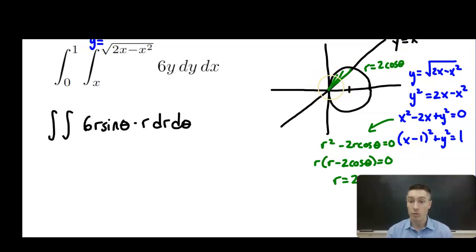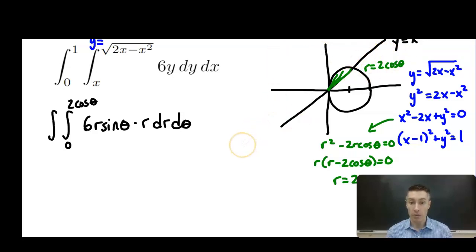So r, as we drew those lines out from the pole, or the origin, we start at 0 until we hit that circle. So our inner bounds of integration are going to go from 0 to 2 cosine theta. And now we need our bounds on theta, which first thing is the y equals x. What angle does y equals x define?